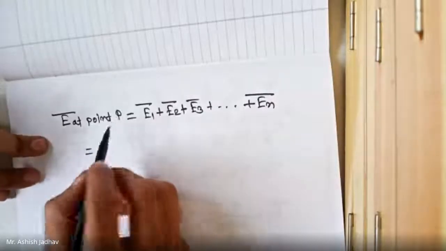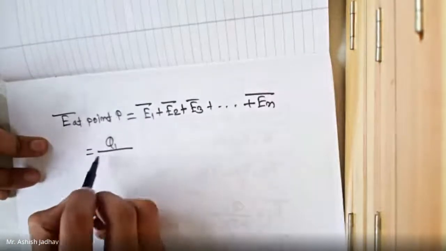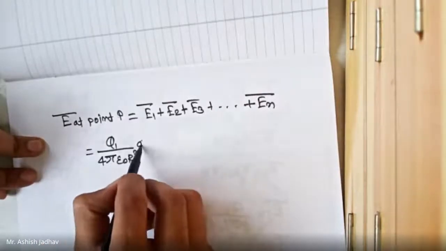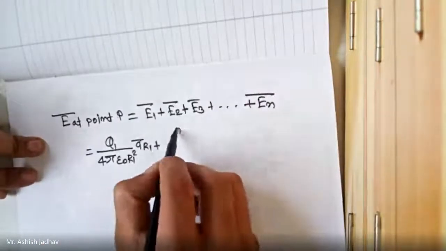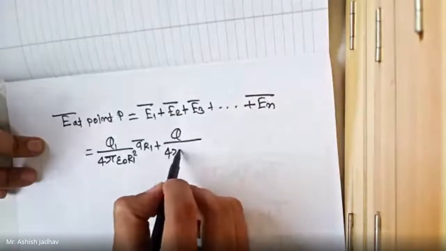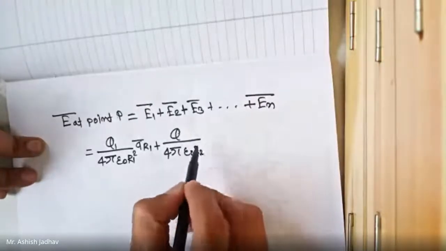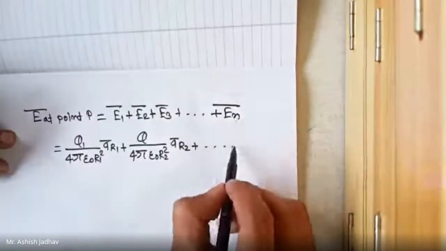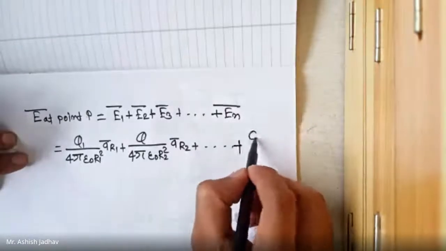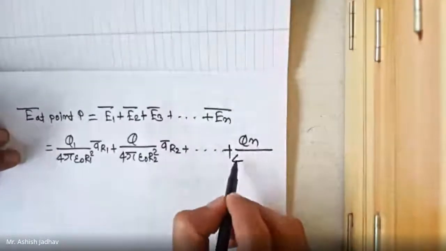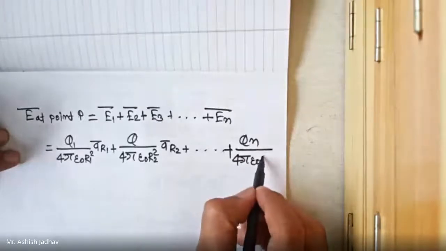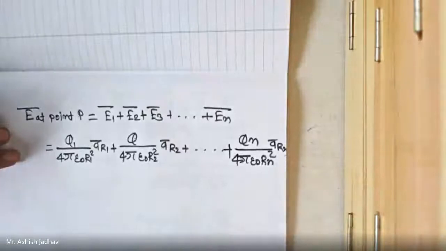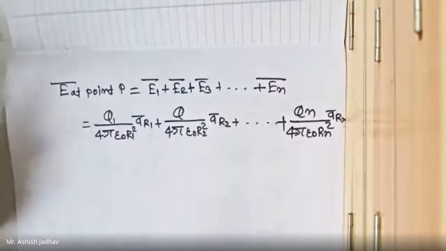So I can write here Q1 upon 4 pi epsilon naught R1 square a bar R1, plus Q2 upon 4 pi epsilon naught R2 square a bar R2, and so on up to Qn upon 4 pi epsilon naught Rn square a bar Rn. So this is how you can add all those.